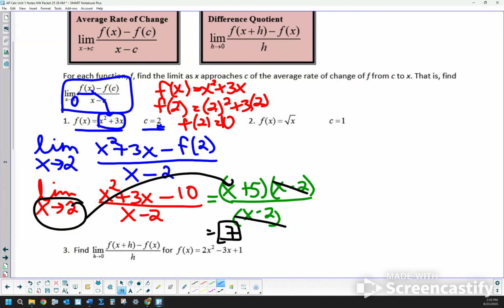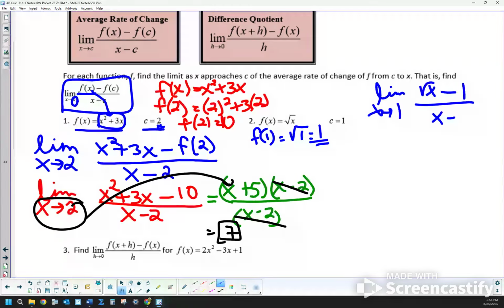So this one is kind of the same thing. Our f of x is square root of x, and I can go ahead and find f of 1 right away, which is square root of 1, and so that's just 1. So when I need to substitute it in, I can just use that. So the limit as x approaches 1: my f of x is square root of x, and then minus my f of c, which is f of 1, which is 1, all over x minus 1.